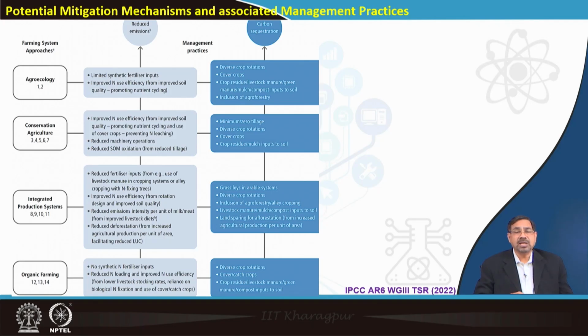Let us talk about the last one, organic farming. No synthetic nitrogen fertilizer inputs will lead to reduced emission. In parallel, diverse crop rotation will lead to higher carbon sequestration. Reduction in nitrogen loading improves the nitrogen use efficiency, or NUE, whereas crop residues, livestock manure and all these things contribute towards carbon sequestration efforts.